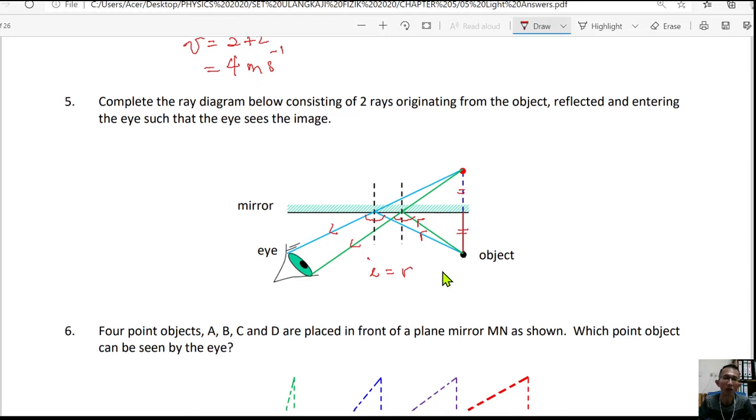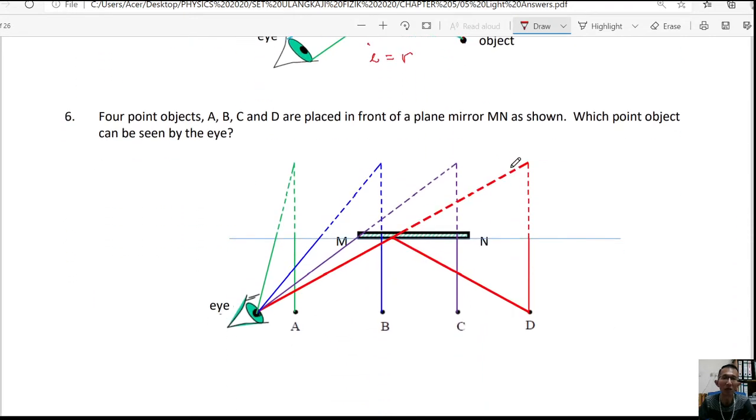So let's go to question number 6. For question 6, you have 4 points A, B, C, and D placed in front of a plane mirror, MN, and you want to know which point object can be seen by the eye.